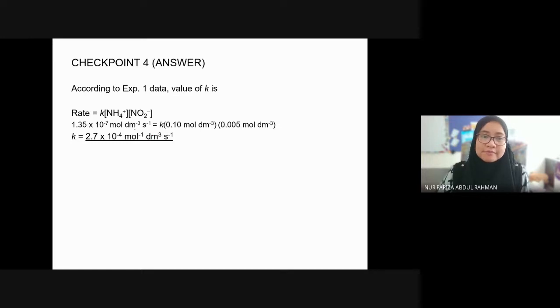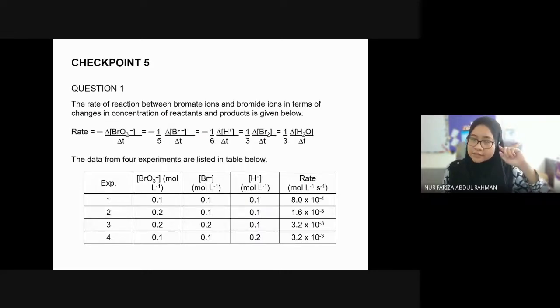But please make sure that you have the unit. You need to have the unit, especially when you are calculating the rate constant, because the method to determine the order of reaction is by using the unit of the rate law. If you are calculating the rate constant, of course you need to have the unit. Make sure what should be cancelled is cancelled, and what should remain does remain. That is checkpoint 4.